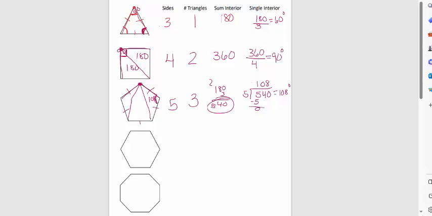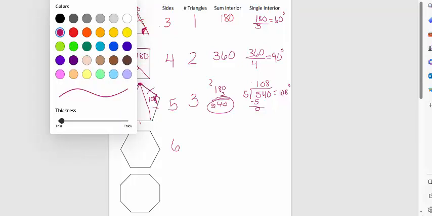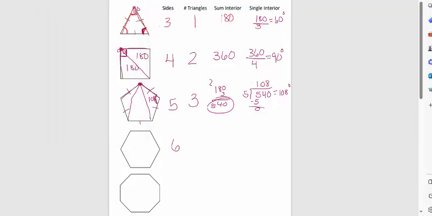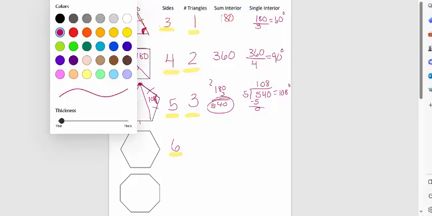This hexagon, we have 6 sides. Let's see if we notice a pattern here. When we had 3 sides, how many triangles did we get? Just 1. When we had 4 sides, we got 2 triangles. When we had 5 sides, we got 3 triangles. Can you guess how many triangles we're going to get when we have 6 sides? All right, let's try it and see if you're right.